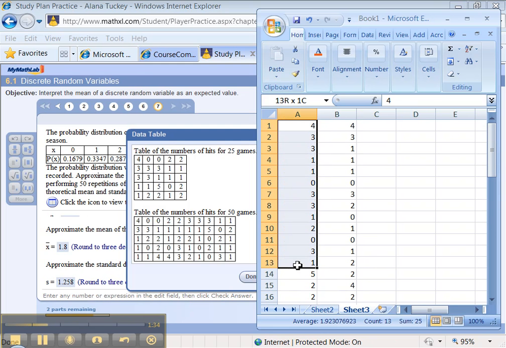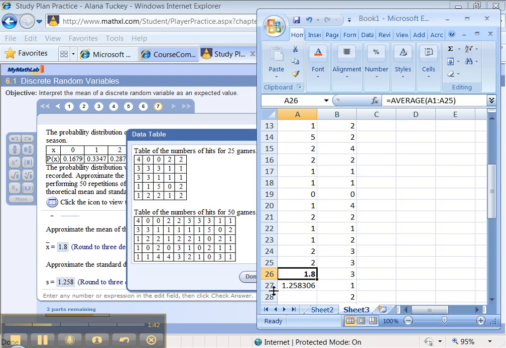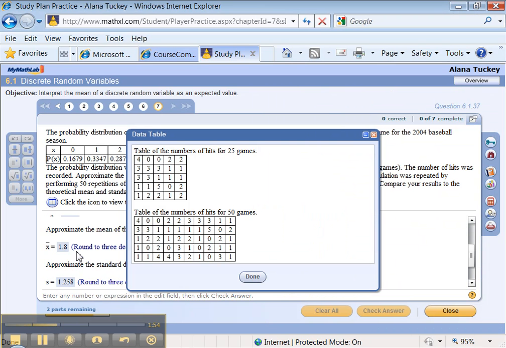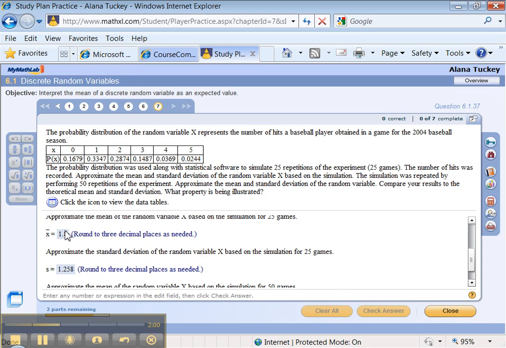So here I typed in the 25 data points right here. You can see them. There they are. So I typed them all in, and then I found the average, right? Here's the formula, equals average of that data. And then I found the standard deviation, equals standard deviation of that data. There we go. And so I typed those numbers in right here. Maybe you can't see that very clearly. There we go. So I typed in the average right there, 1.8, and then I typed in the standard deviation.